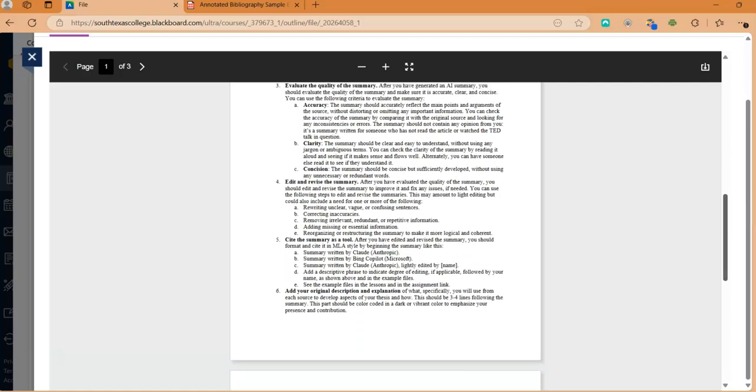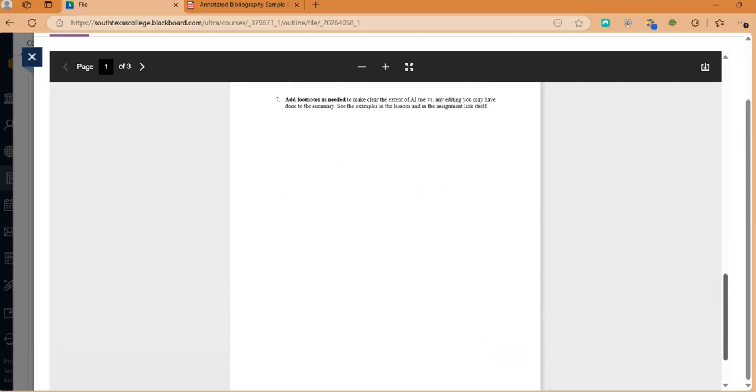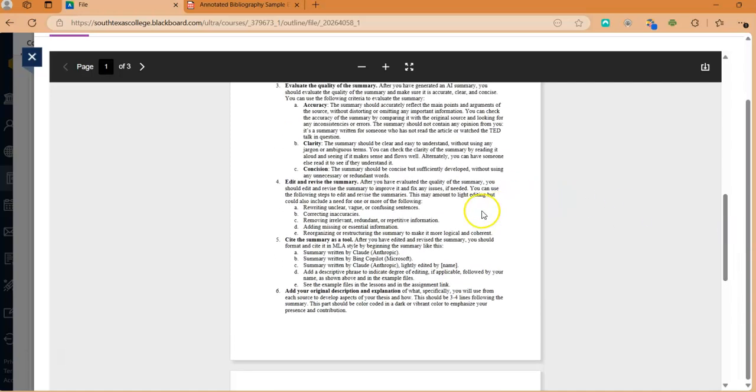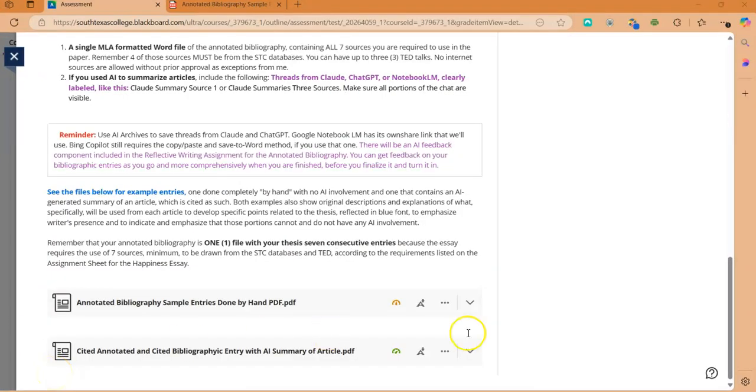I've got the directions through here about how to do it and what you've got to do in order to cite it. So let's take a look at what that looks like. Okay, here I have scrolled to the bottom of the assignment link for the annotated bibliography, and I have a couple of handouts here. Keep in mind that these handouts just have some sample entries. They are not the complete thing. You must have a complete annotated bibliography on one file with all 7 sources in alphabetical order.